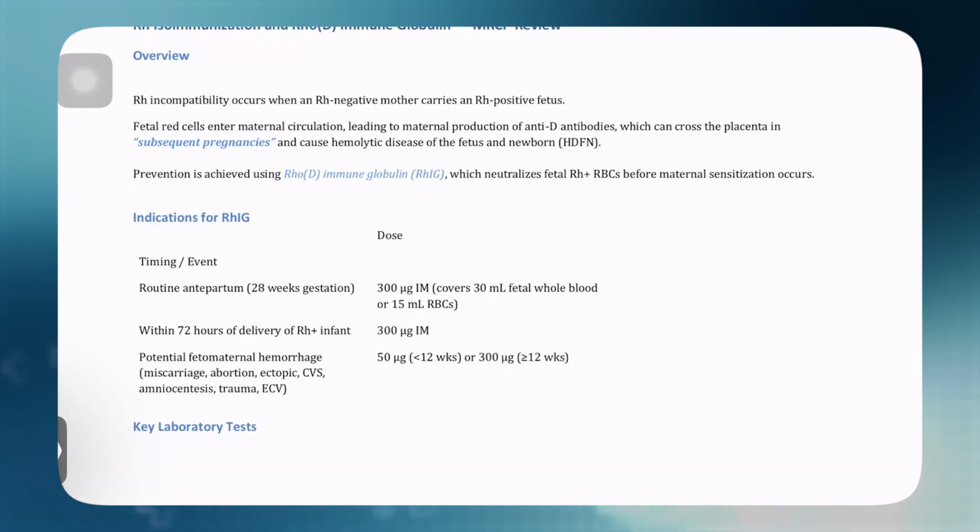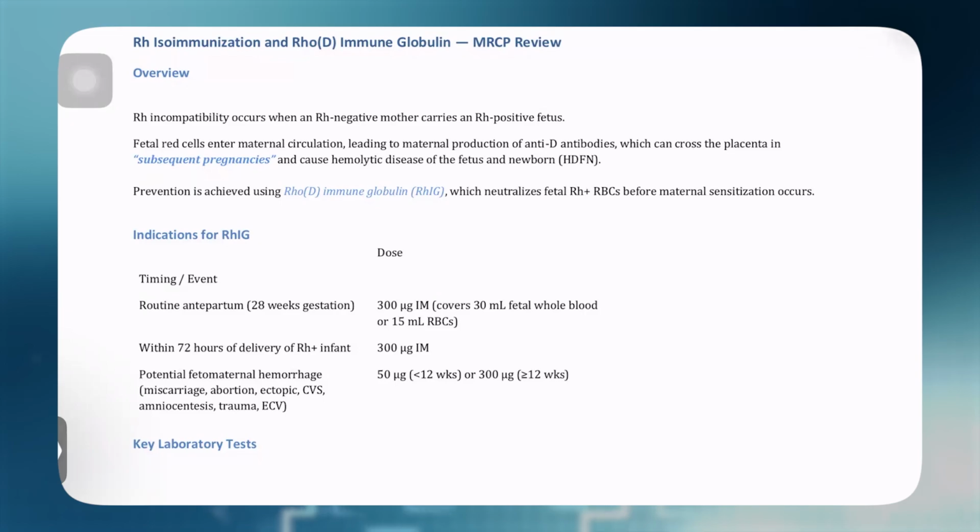So the fetal red blood cells, when they enter into the maternal circulation, lead to production of anti-D antibodies. This is very important: these then cross the placenta in subsequent pregnancies. I am very categorically saying that it doesn't happen in the first pregnancy, it will happen in the subsequent pregnancies, and they will cause hemolysis of the newborn. Okay.